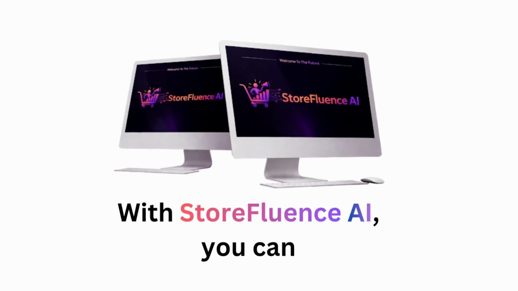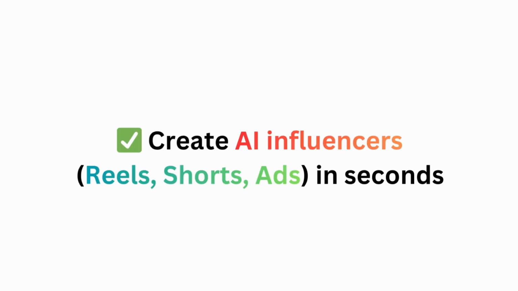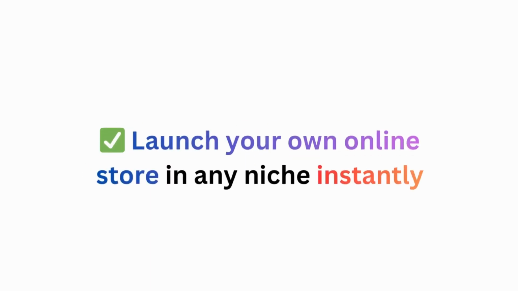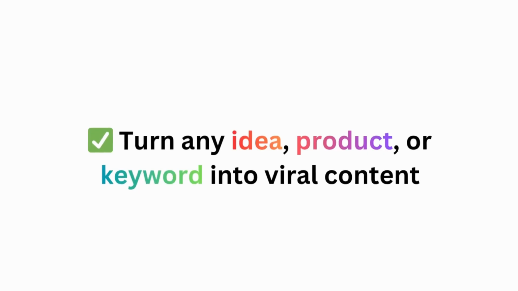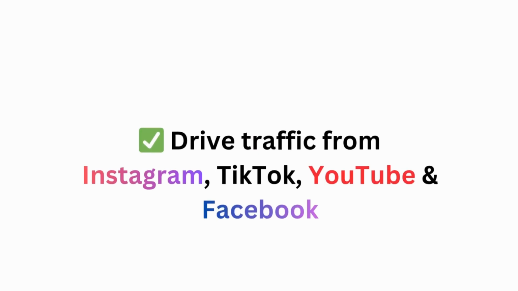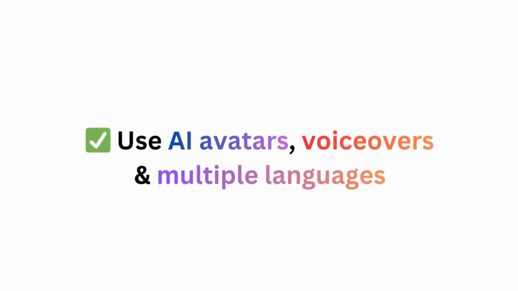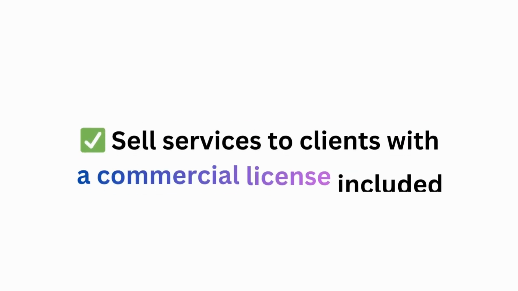With StoreFluence AI, you can create AI influencers, reels, shorts, ads in seconds. Launch your own online store in any niche instantly. Turn any idea, product, or keyword into viral content. Generate high-converting product videos automatically. Drive traffic from Instagram, TikTok, YouTube, and Facebook. Auto-create product pages that are built to sell. Use AI avatars, voiceovers, and multiple languages. Sell services to clients with commercial license included. And the best part? Everything works with simple prompts.